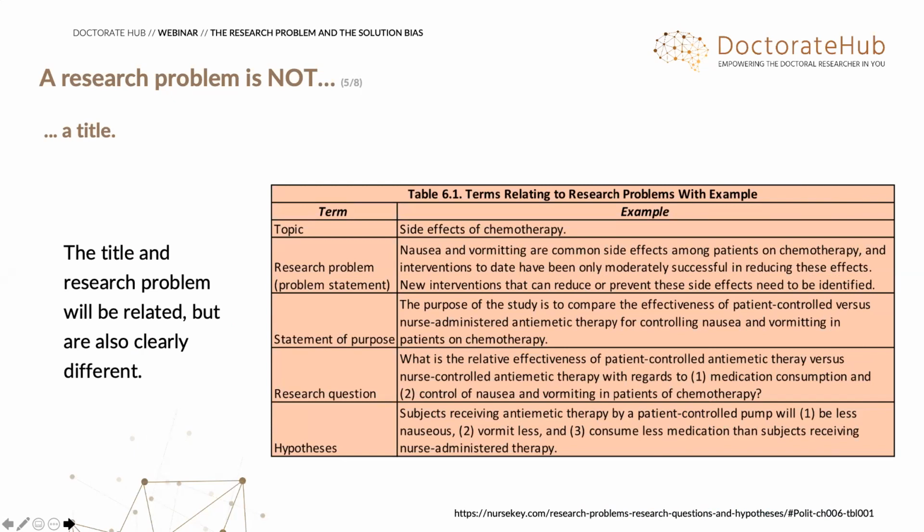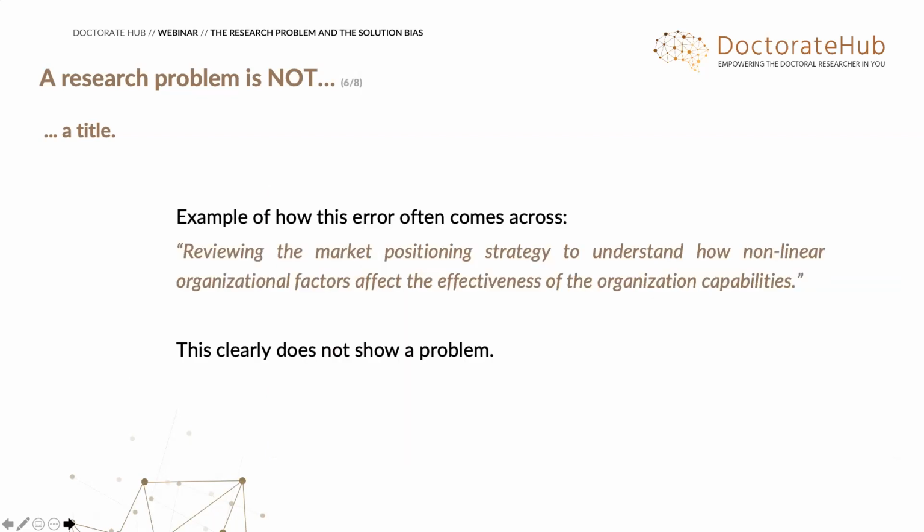So there's a clear problem in it. New interventions that can reduce or prevent these side effects need to be identified. Now, this is already a research objective. But you see, the title and the problem are different. As an example, reviewing the market positioning strategy to understand how nonlinear organizational factors affect the effectiveness of the organization's capabilities. Now, this clearly does not show a problem, right?